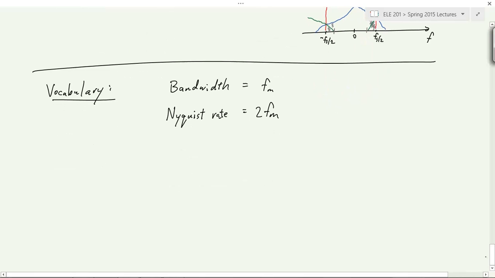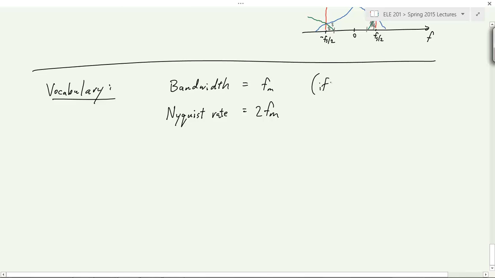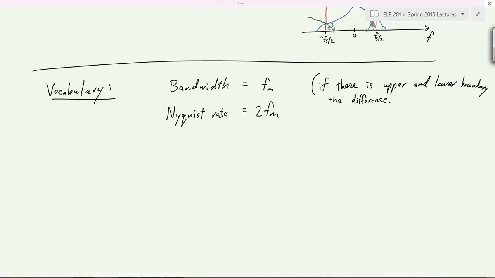Now it's possible that there's actually an upper and lower bound on your spectrum instead of just an upper bound. And in that case, you would say that the difference between the upper and lower bound is the bandwidth. Really, I don't test you on vocabulary, but it's good to know what people are talking about when you hear these things.